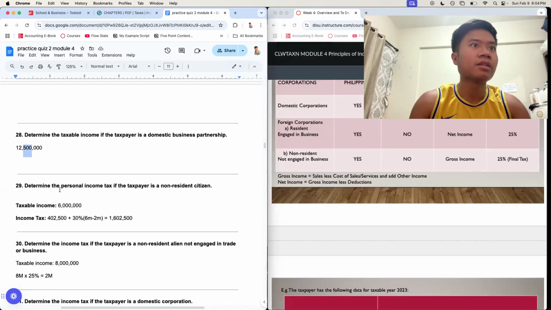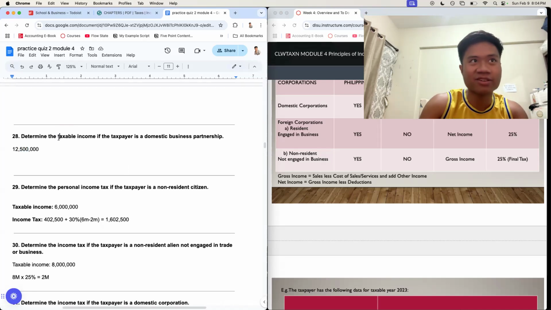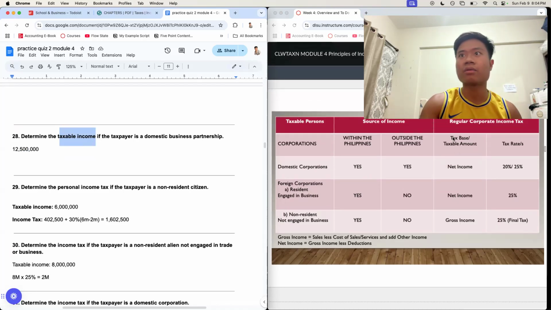Number 29, determine the personal income tax of a non-resident citizen. So if you read carefully, it's not asking for taxable income. It's not asking for the total. It's not asking for how much will be taxed. It's asking how much is the tax. That's the difference. So if it's asking for the tax, we have to get the taxable income. Then we use the steps to obtain how much the tax is. So the first step is always to find the taxable income.